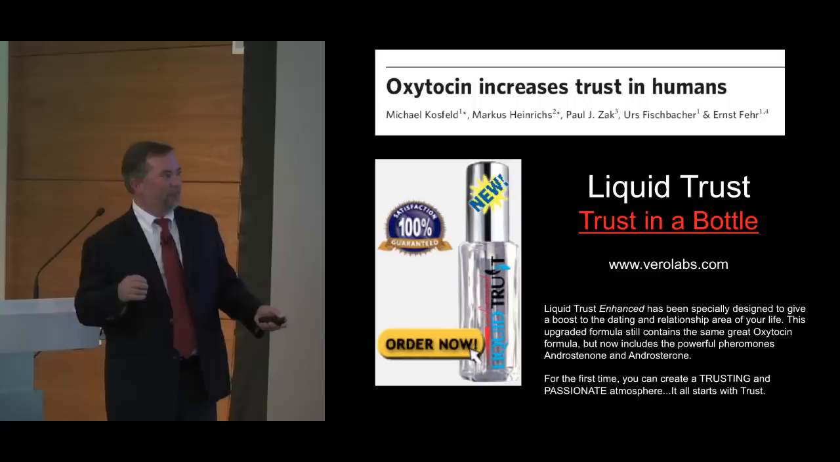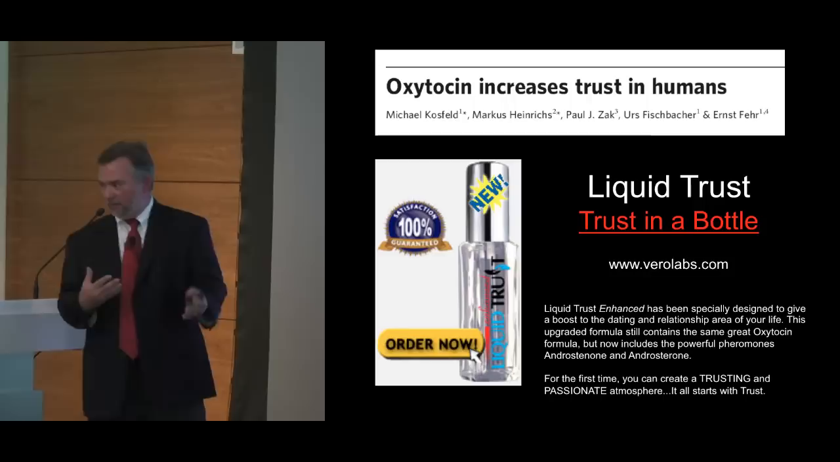But we talked some about pheromones today. They have a liquid trust enhanced version specifically designed to give a boost to the dating and relationship area of your life. This upgraded formula still contains the same great oxytocin, but also includes powerful pheromones, so you can attract the opposite sex and get them to trust you.